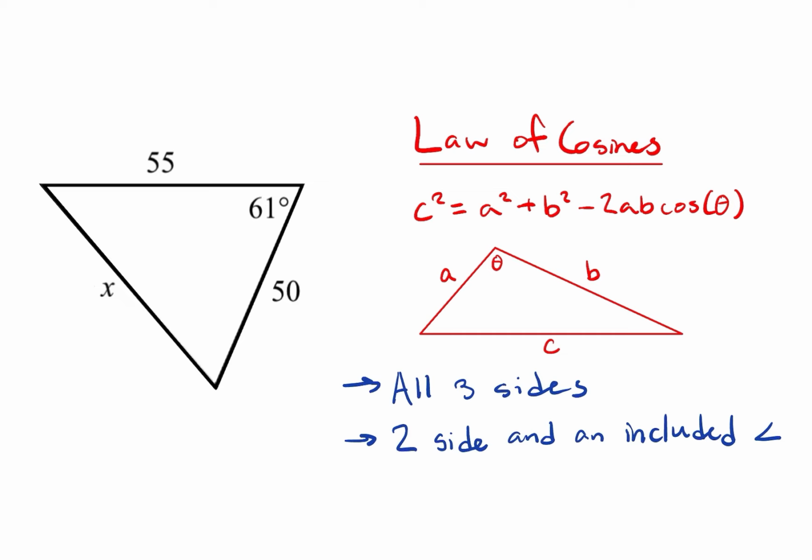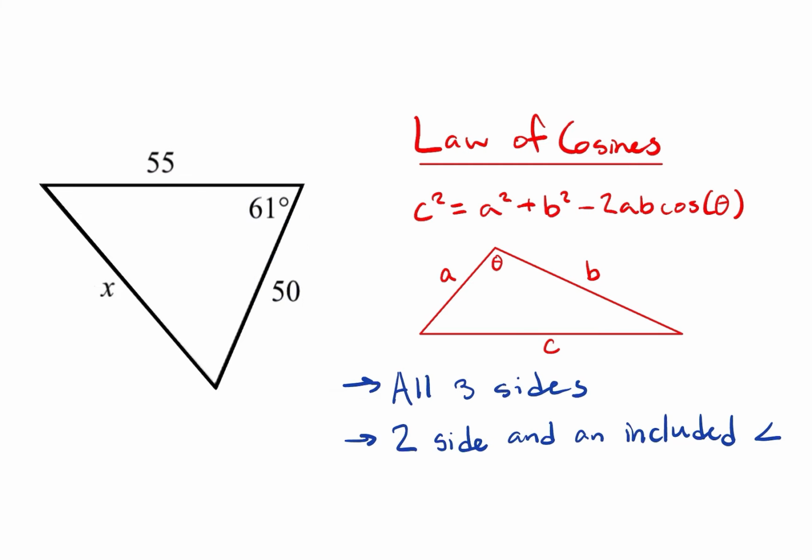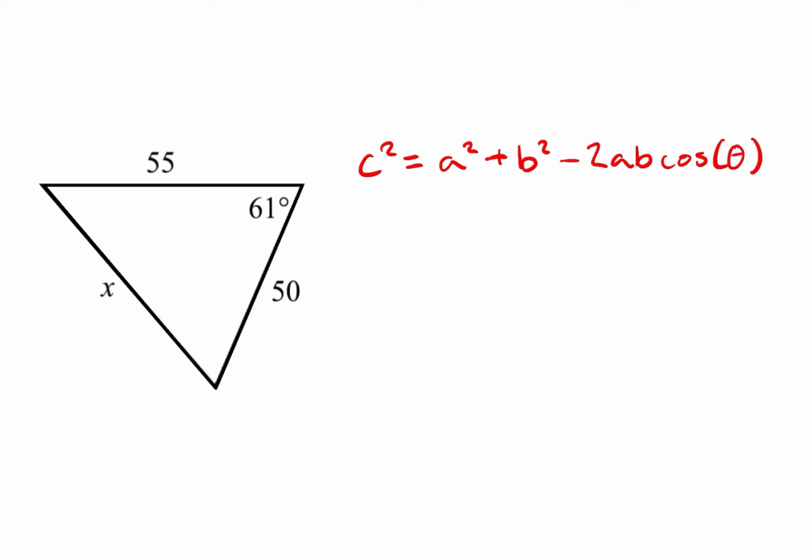Either we are given all of the three side lengths of the triangle, or we are given two side lengths as well as an included angle, which actually matches the appearance of our triangle right here. As you can see, these are the two side lengths and this is the included angle. So now, let's use this law to solve our triangle.